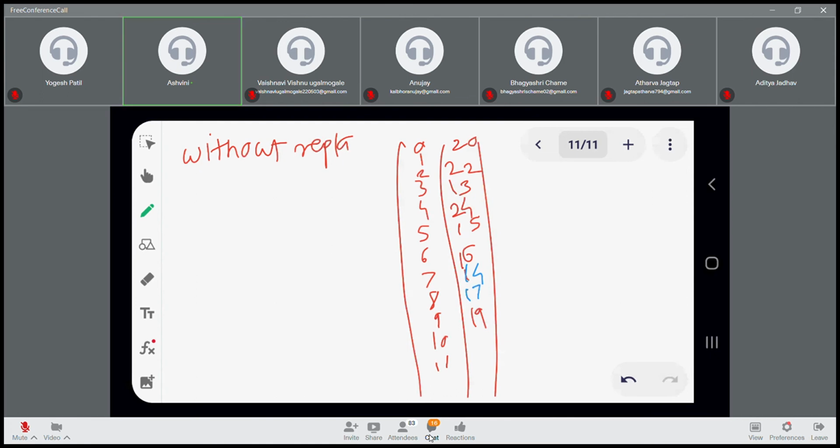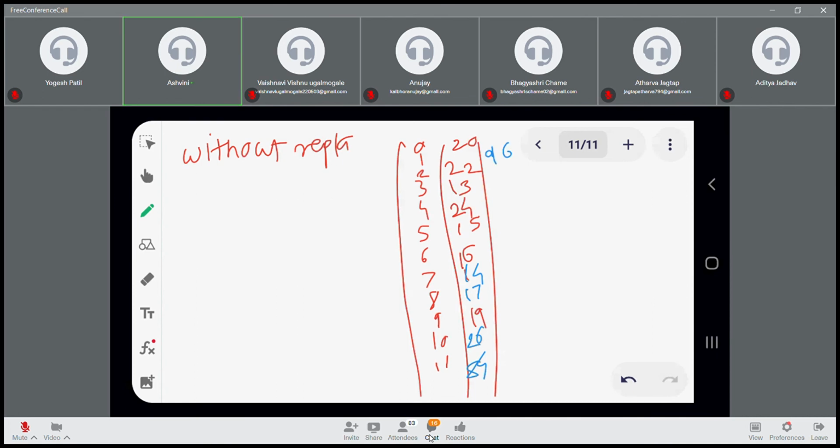After 17? 26, yes. 26, the next empty position for 26 is 10. Next is 84. The next empty index is 11. So 84, yes, we can place it at index 11. Next is 96. Yes, 96 at position 1.